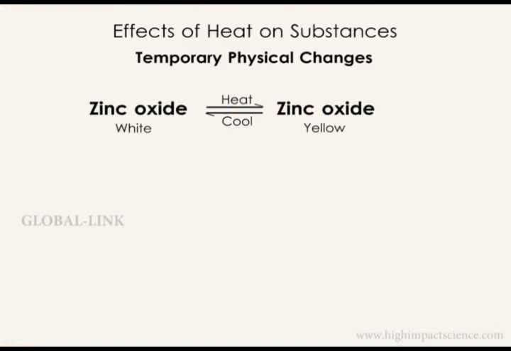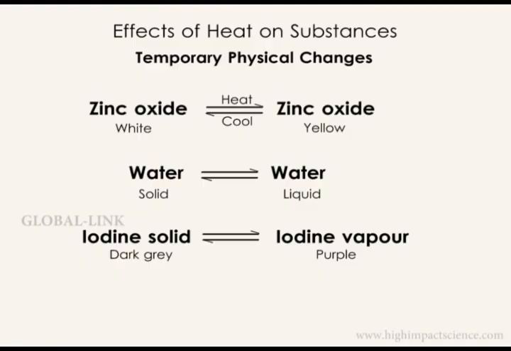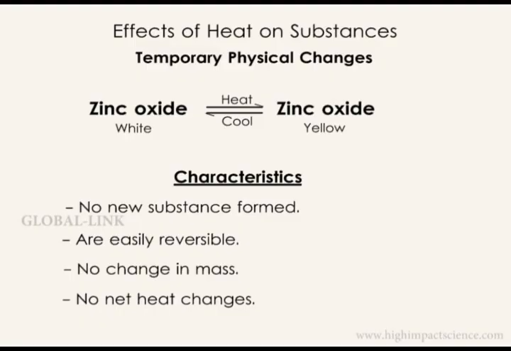Other temporary physical changes include heating ice and iodine. Temporary physical changes have the following characteristics. There is no new substance that is formed. The process is easily reversible. There is no change in mass, and there is no net change in heat.